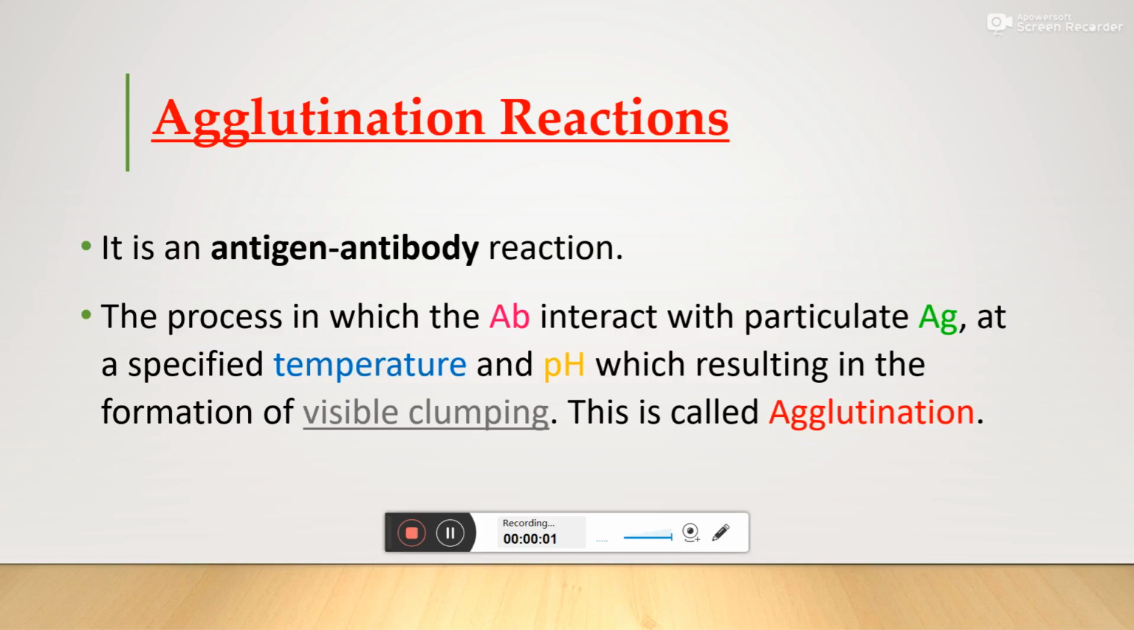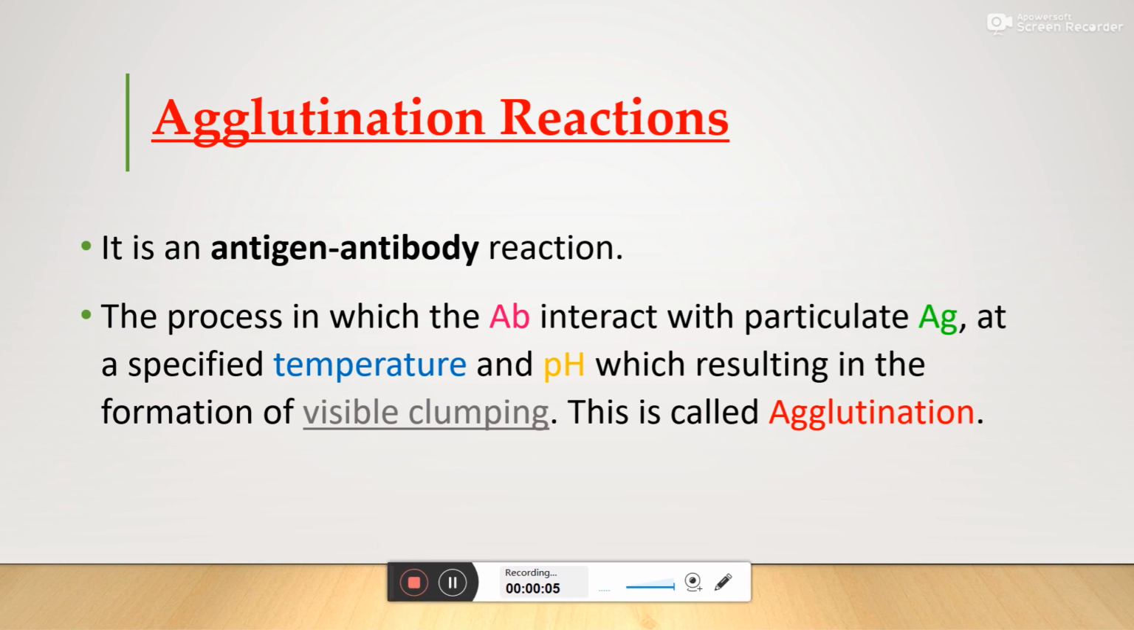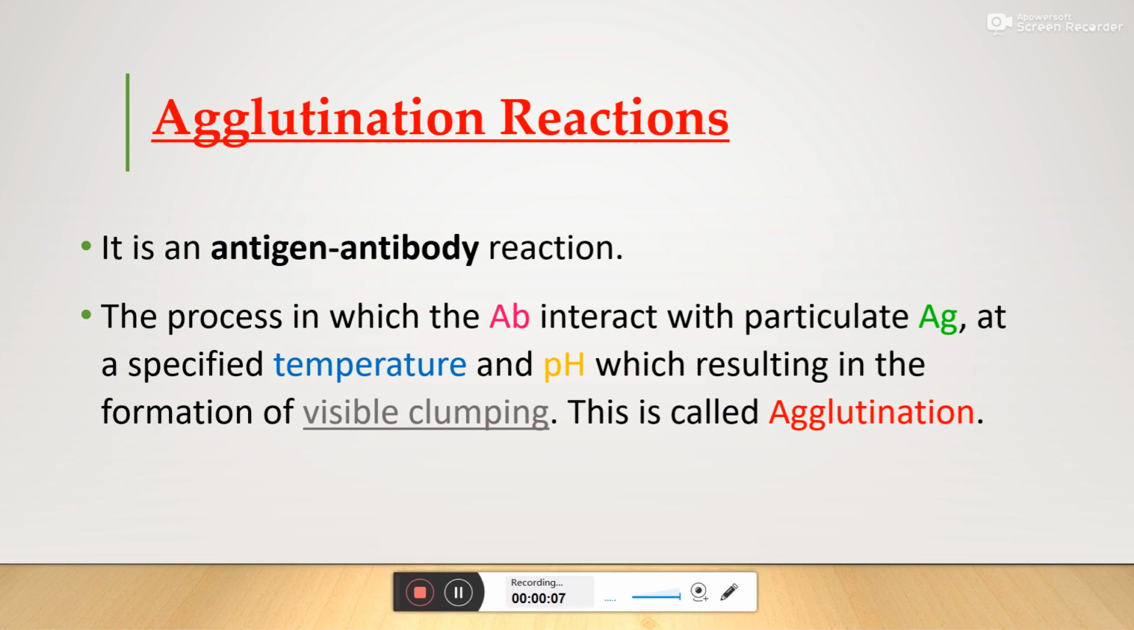Hi everyone. In this section, we are going to deal with agglutination reaction. In the previous section, we already discussed precipitation reactions and its various types. In this section, we are discussing another type of antigen antibody interaction, that is agglutination reaction. This reaction is between the antibody and particulated antigen.